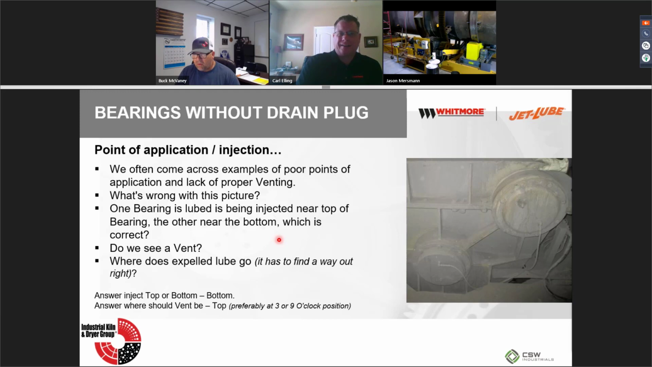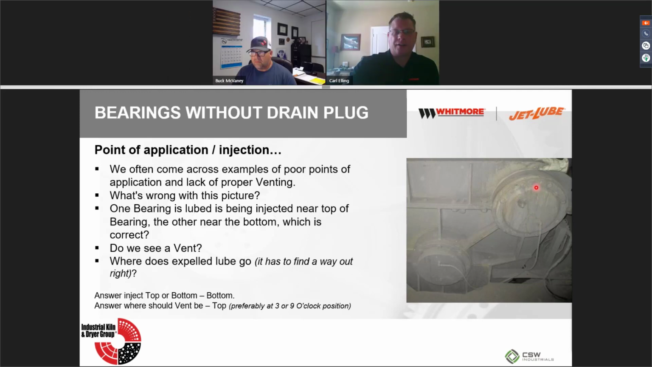Question is no, if they're not. So we need to install one. And then where should we install it? It's either the 3 o'clock position or the 9 o'clock position, because you want the grease about half full. You don't want to put the vent all the way up here, because as you're filling this thing up, the only way that you're going to know when to stop is when it finally starts purging right here. You want to purge right in this area, where it's about half full.